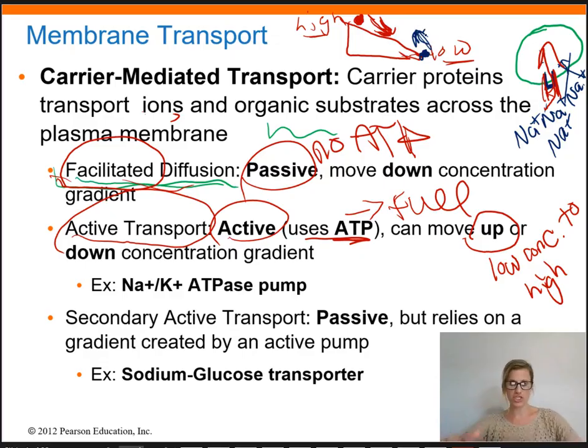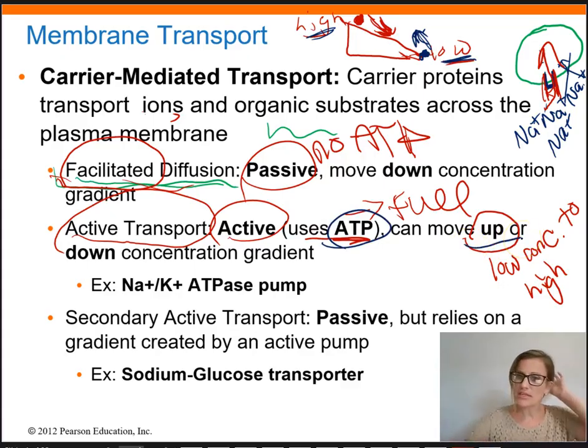You have to put energy in to make it go up. Okay, same thing with the concentrations. If you want it to go up the concentration gradient from a low concentration to a high concentration, you have to use energy. Okay, so the cell has to use ATP, or cellular fuel, to move things up the concentration gradient. So with this sodium, for example, we said there's more sodium outside the cell.